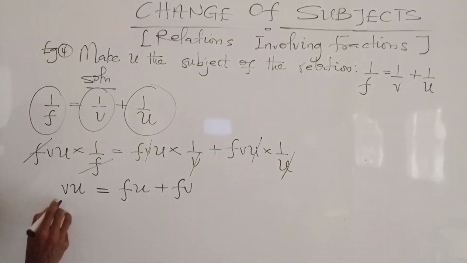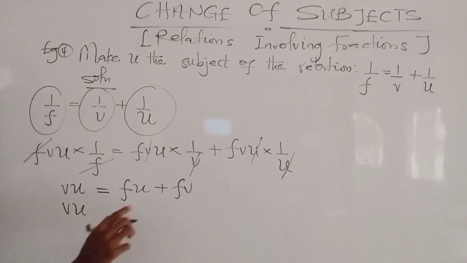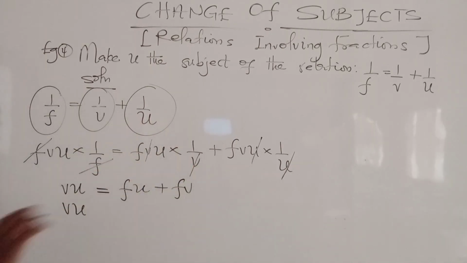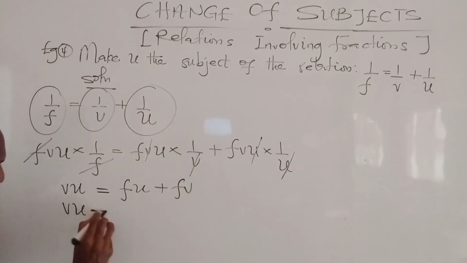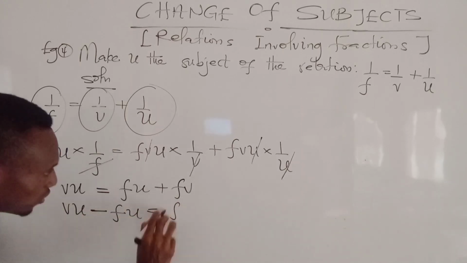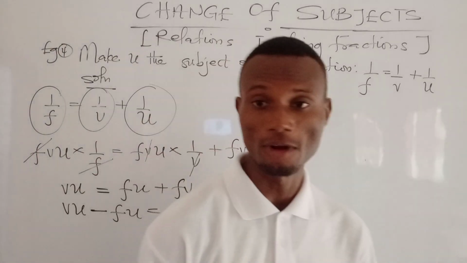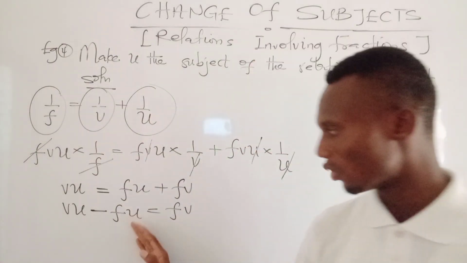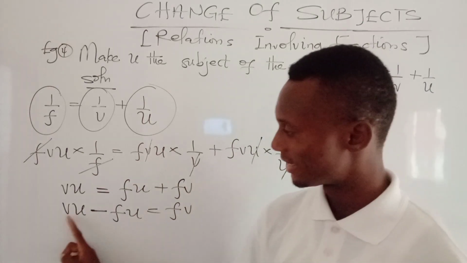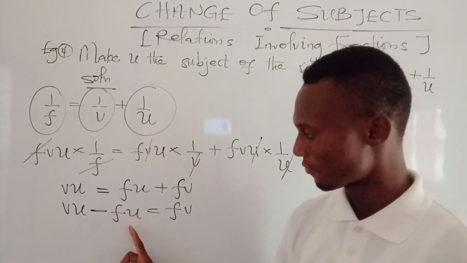So when I write this VU, this FU will cross the equal sign to come and join it, so it's going to be minus FU. Then you bring your equal sign, equals FV. I hope you agree with me up to this point. From here we need to get our U out of this expression, which is VU minus FU.